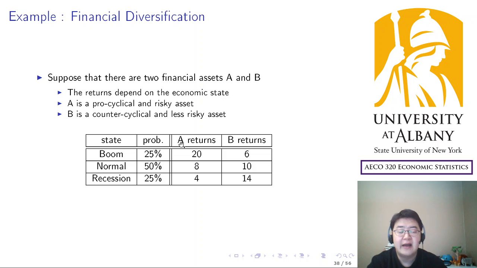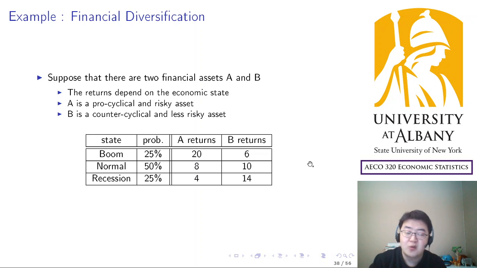So I assume that the return from A is, say, 20. You can think of it as 20% rate of return a year. And in a normal market, A returns 8%, and in recession 4%. Simply, I will call them 20, 8, and 4. And B, financial asset B, returns 6% when the market is in boom. But when the market is in recession, it's doing better. So 14% in recession and 10% in normal period. So, of course, everything is fake numbers, imaginary assets.